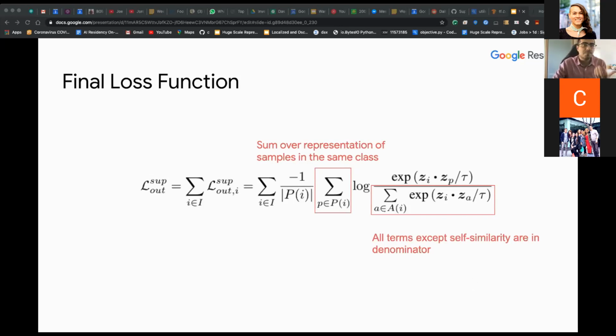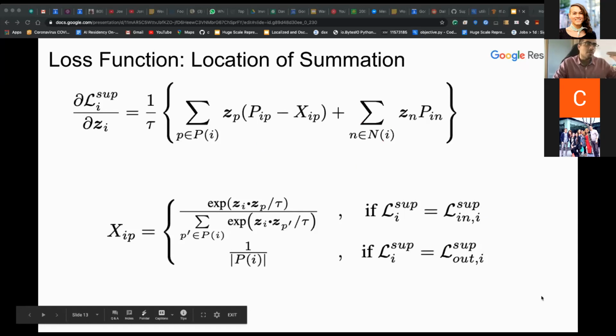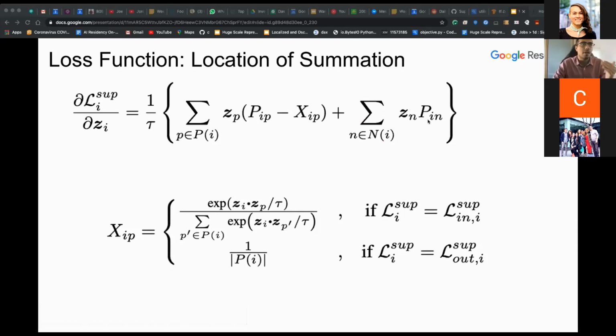So what we get down to is that the gradient looks something like the embedding multiplied by the probability, and then a correction term. This correction term for the loss that we actually end up using is 1 over p of I, which says that I will correct for all of those terms equally, and the amount by which I will correct is 1 by the number of positives I have in the batch.